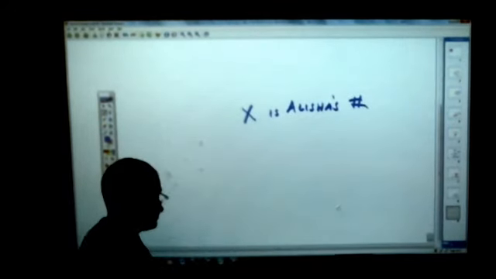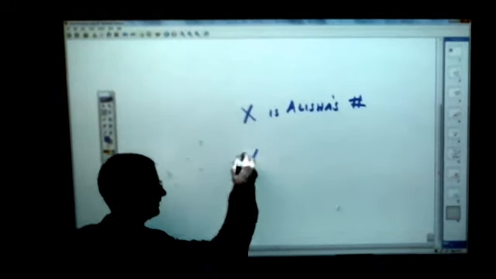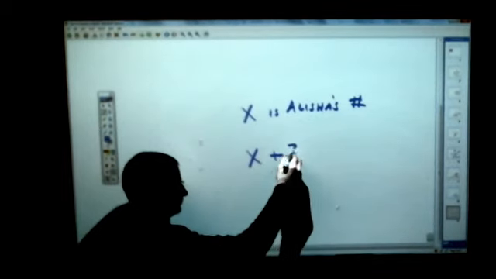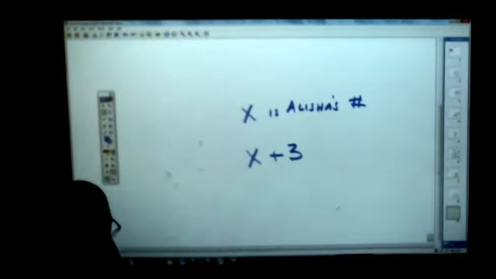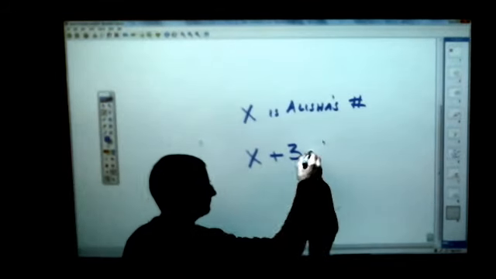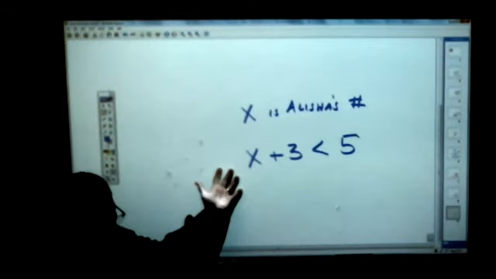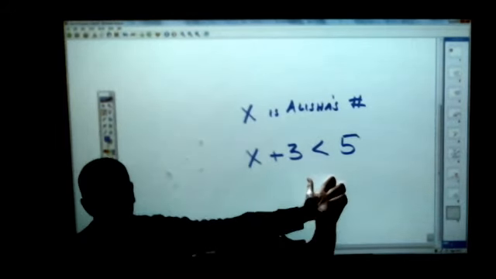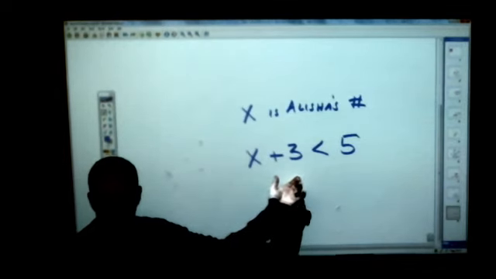What are you doing to x? Alicia does what to x? She adds 3 to it. So to x you have to add 3. And then her answer is what, does it say? Less than 5. So there is your inequality. It's not an equation because it doesn't have an equal sign in it, but that's your inequality. Now, how do we solve it?